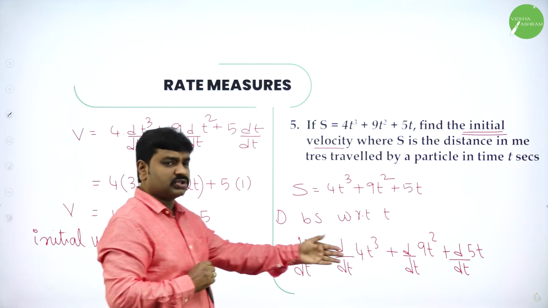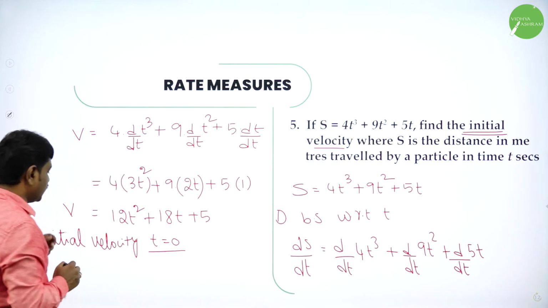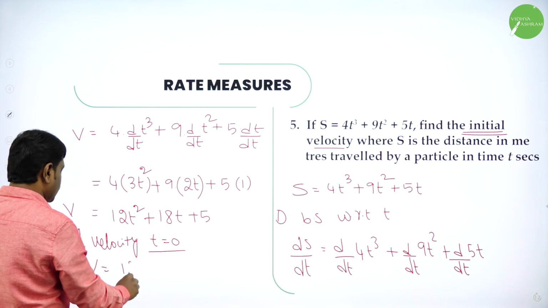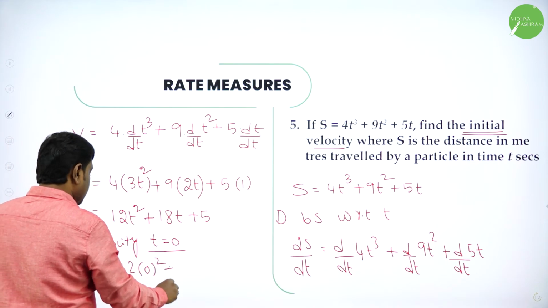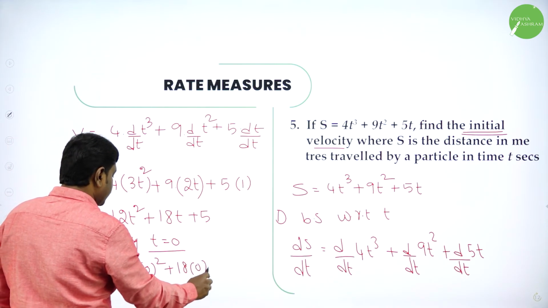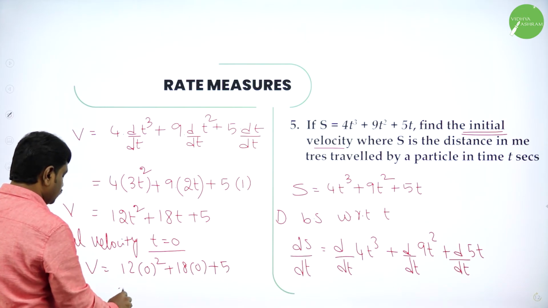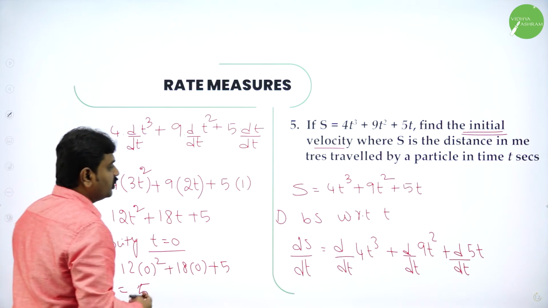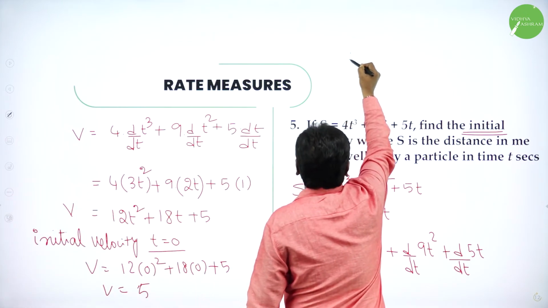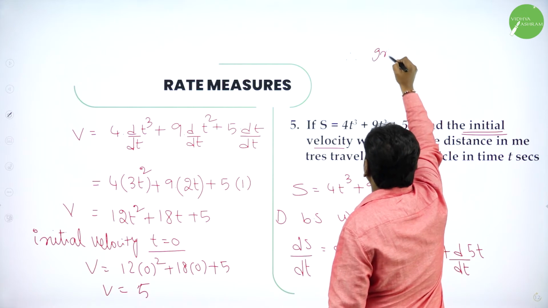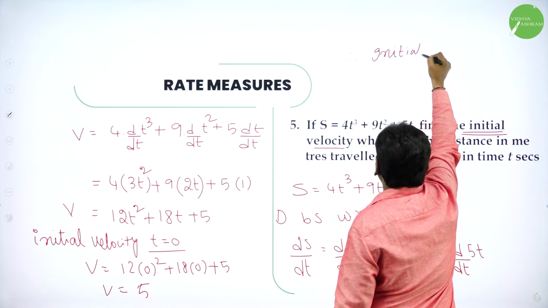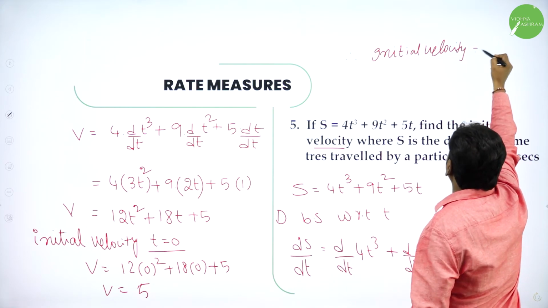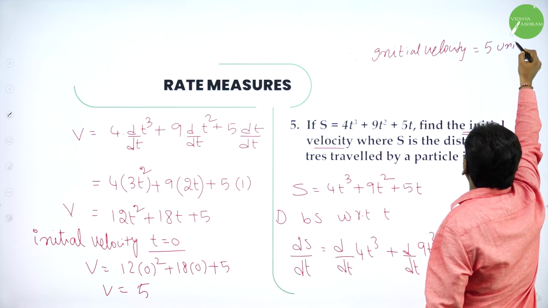Velocity means differentiate both sides. LHS ds by dt is velocity. At time t equals 0, we call it initial velocity. So initial velocity is 12 into 0 square plus 18 into 0 plus 5. So 0 plus 0 plus 5, we will get 5. So 5 units per second. So we got the initial velocity, 5 units per second.